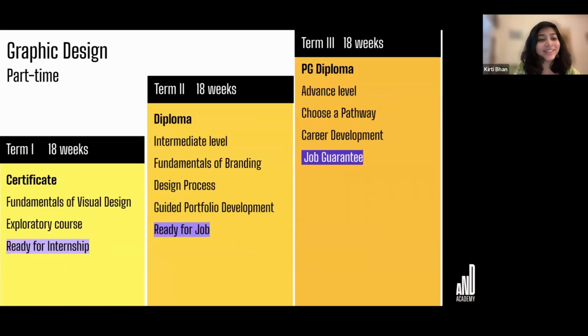Now moving forward, we can see the segregation has already happened. Like I've shared already, with the term 1 certificate you are ready for an internship. In term 2, you're ready for a job, which is the intermediate level, where you are also understanding the fundamentals of branding, design process, and guided portfolio development. When you go to the PG diploma, which is an advanced level in graphic design, you choose a pathway, like I shared, and you also have career development sessions, again with the job guarantee. So this is how the whole course is distributed in detail. The whole structure is laid out in front of you.